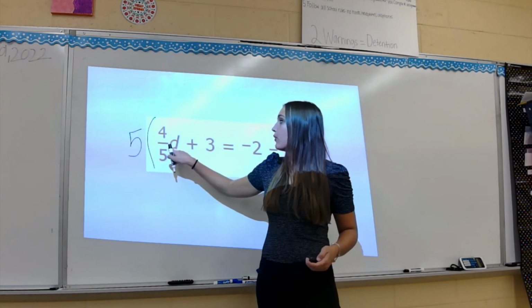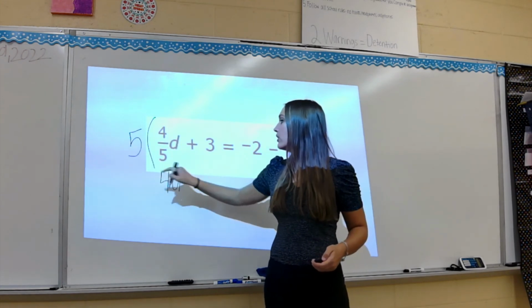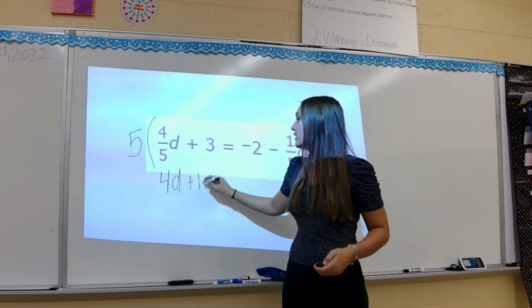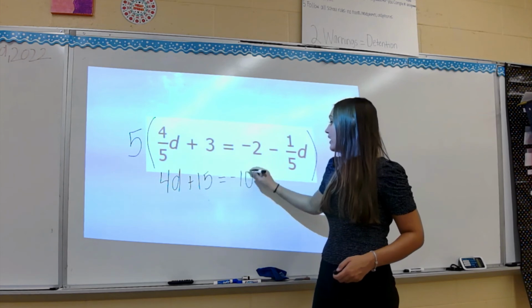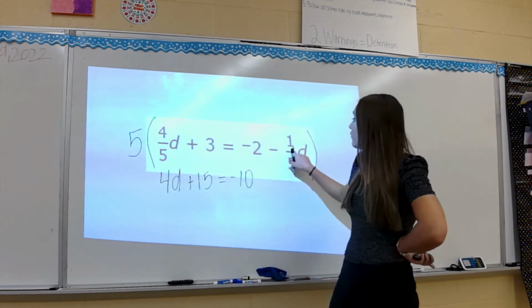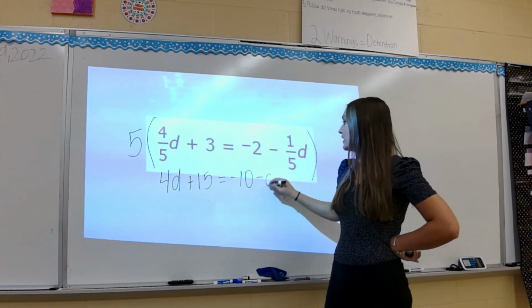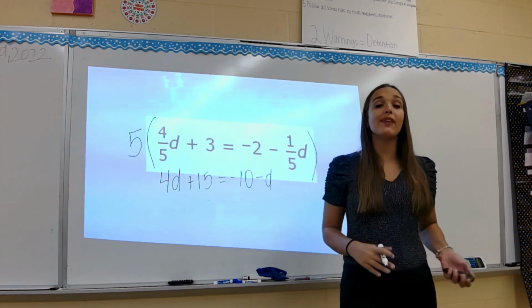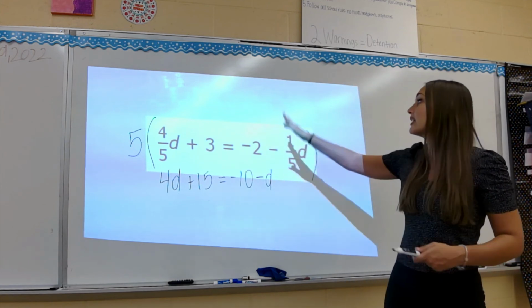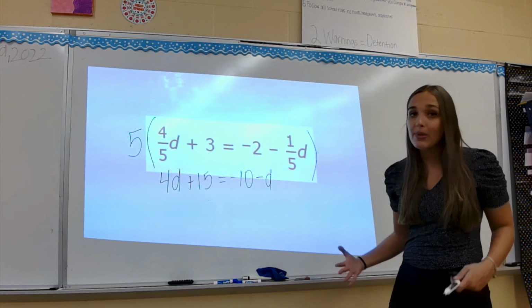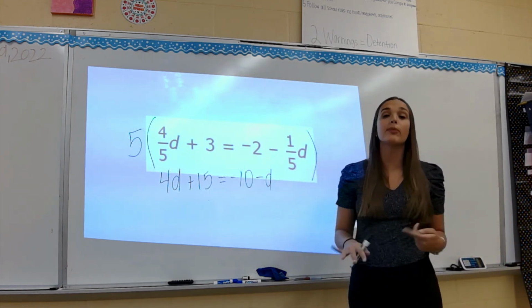So 5 times 4/5 gives me 20 divided by 5, which is 4D. 5 times 3 is 15. 5 times -2 is -10. And 5 times -1/5 is -5/5 D, which is -D. You need to multiply each term by that 5. We're using our distribution again in a sense because we are distributing it to each term here. Now we have the variables on both sides and no fractions. The no fractions part is the best part about this.